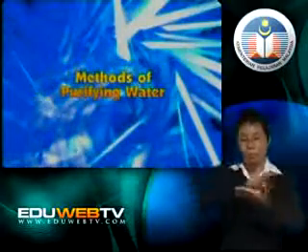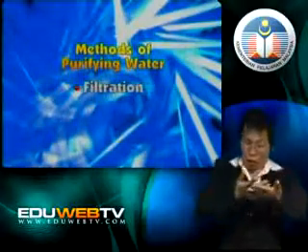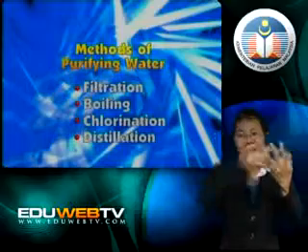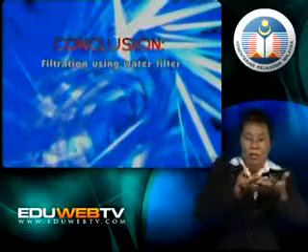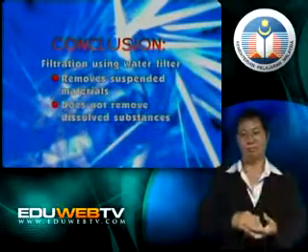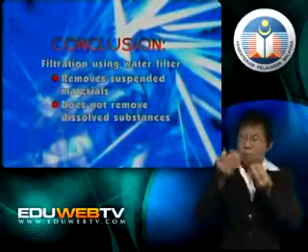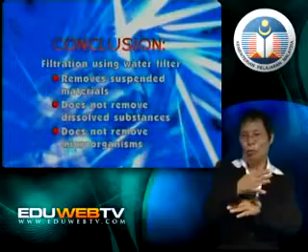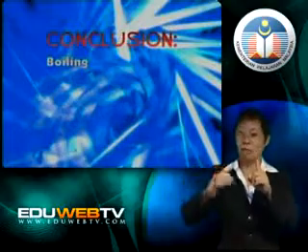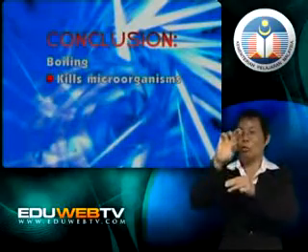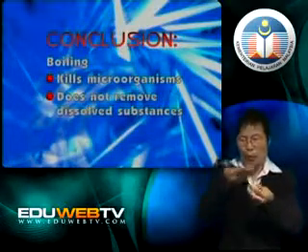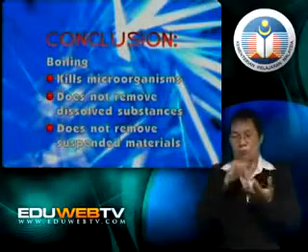The methods of purifying water are filtration, boiling, chlorination, and distillation. Filtration of water using a water filter only removes suspended materials. It does not remove dissolved substances, and it does not remove microorganisms. Boiling with a temperature of 100 degrees Celsius is powerful enough to kill microorganisms. Boiling does not remove dissolved substances. Boiling does not remove suspended materials.